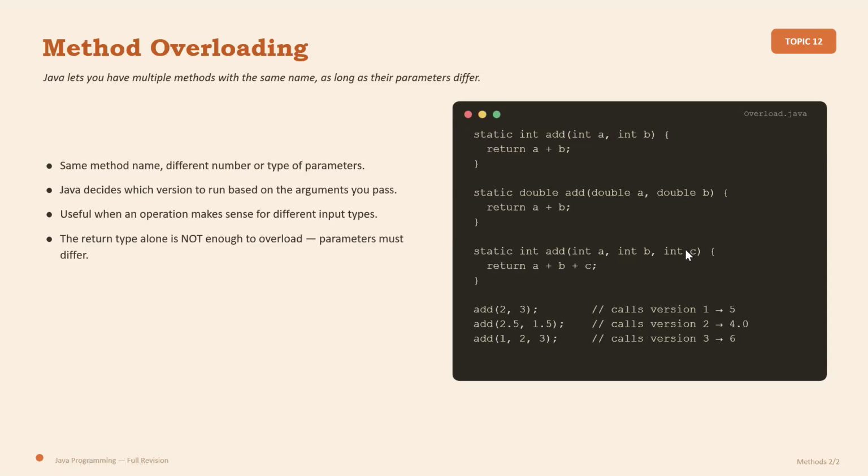So the return type alone cannot be used for overloading. The parameter list must be different for Java to treat it as a new method. So method overloading means using the same method name for similar tasks while changing the parameters to handle different inputs. So these are the basics. So this you have to revise it.